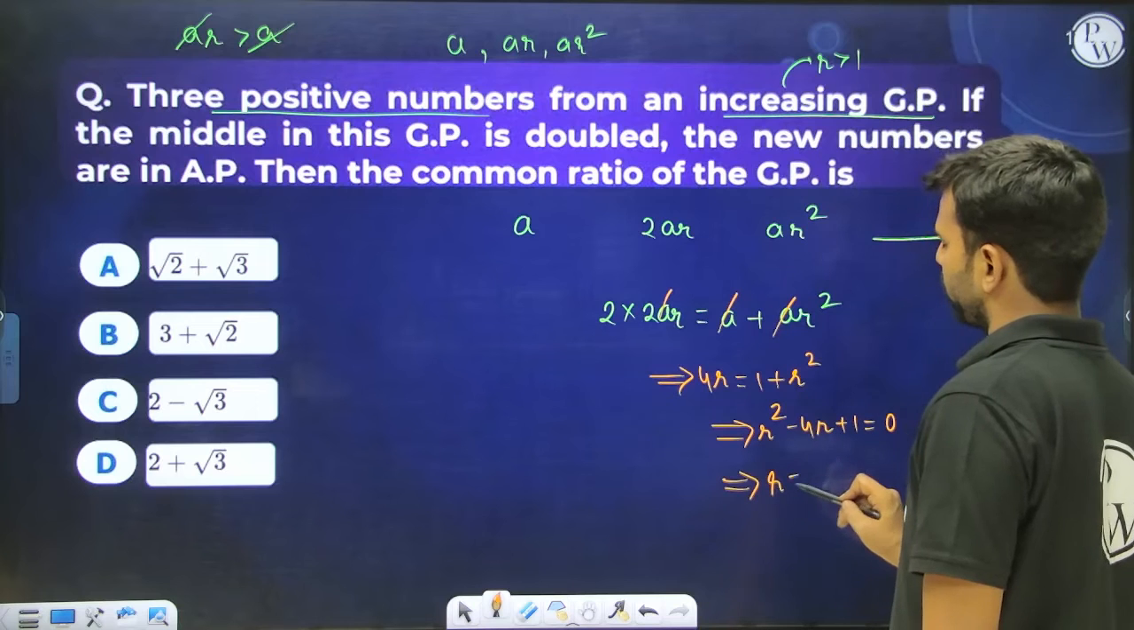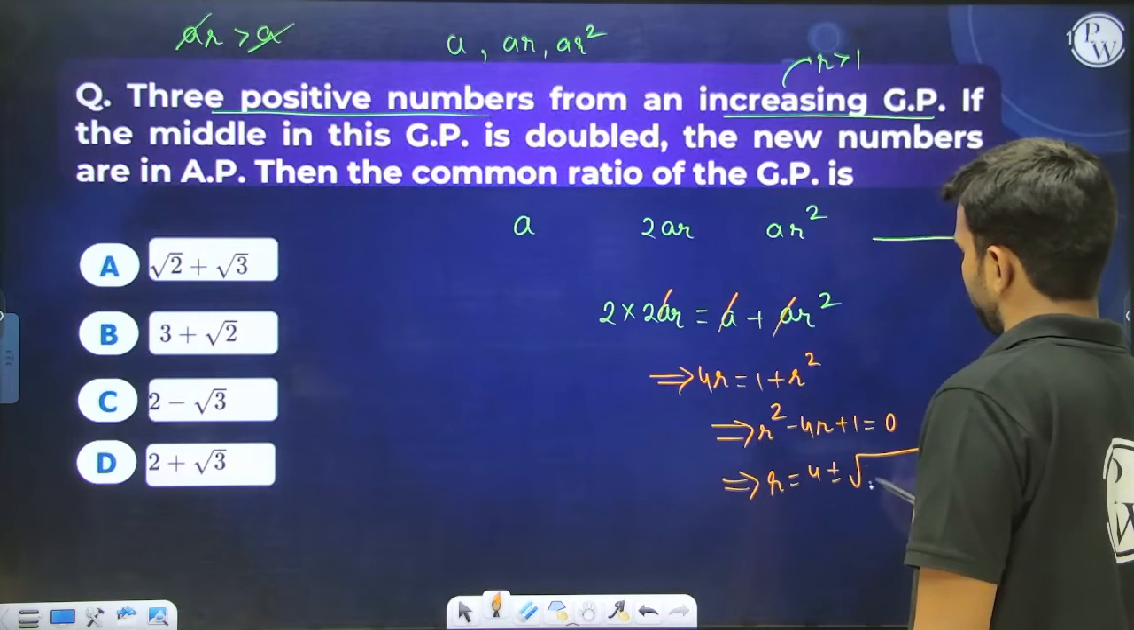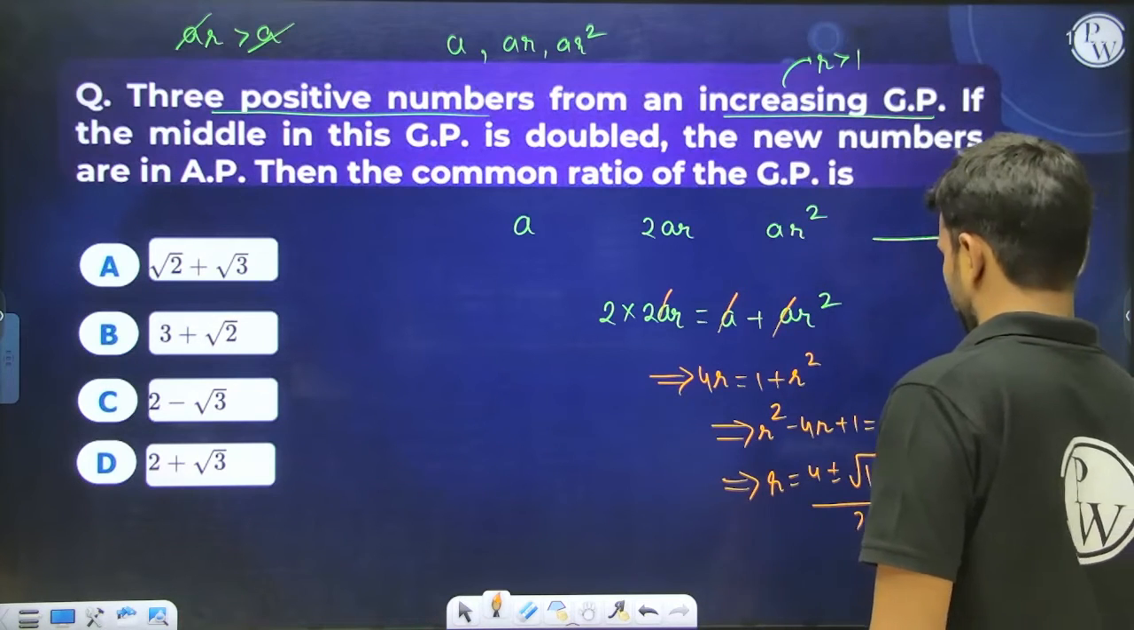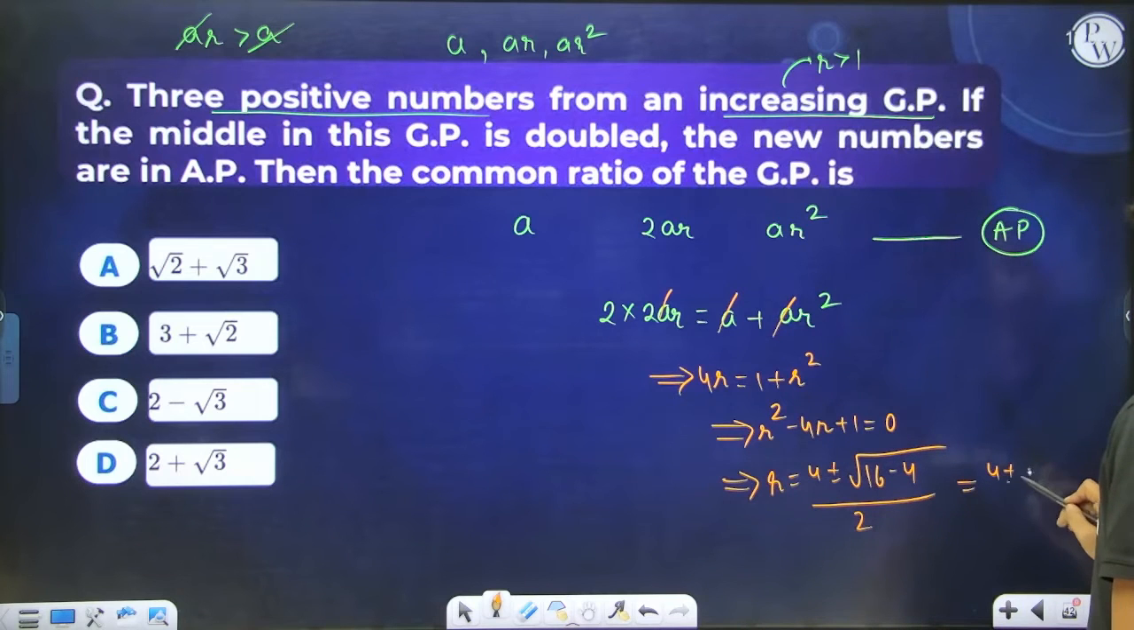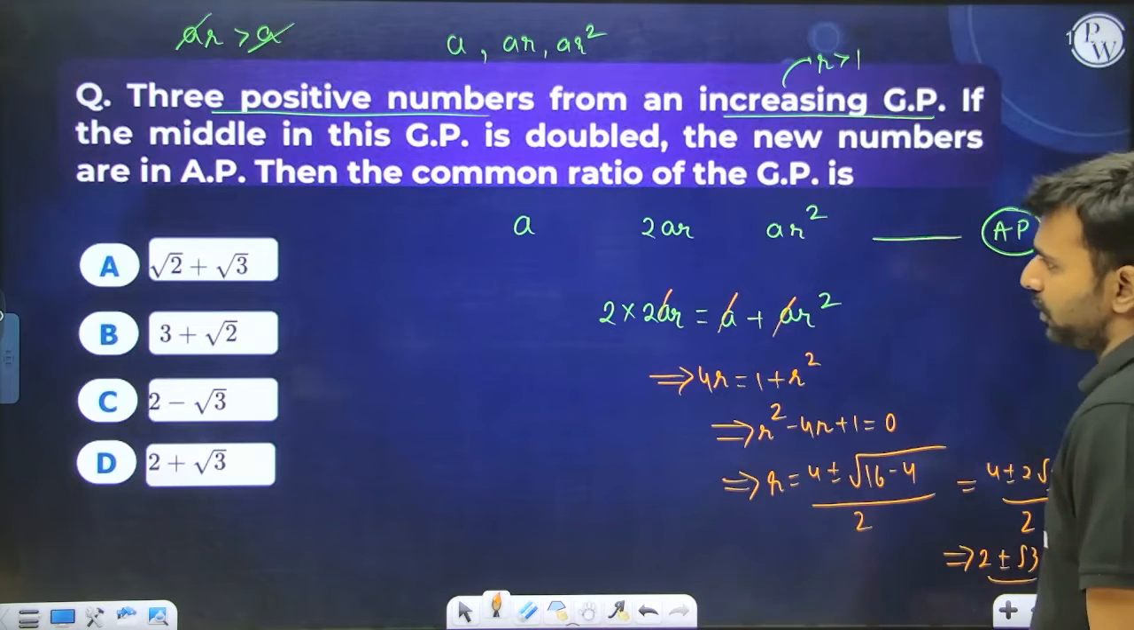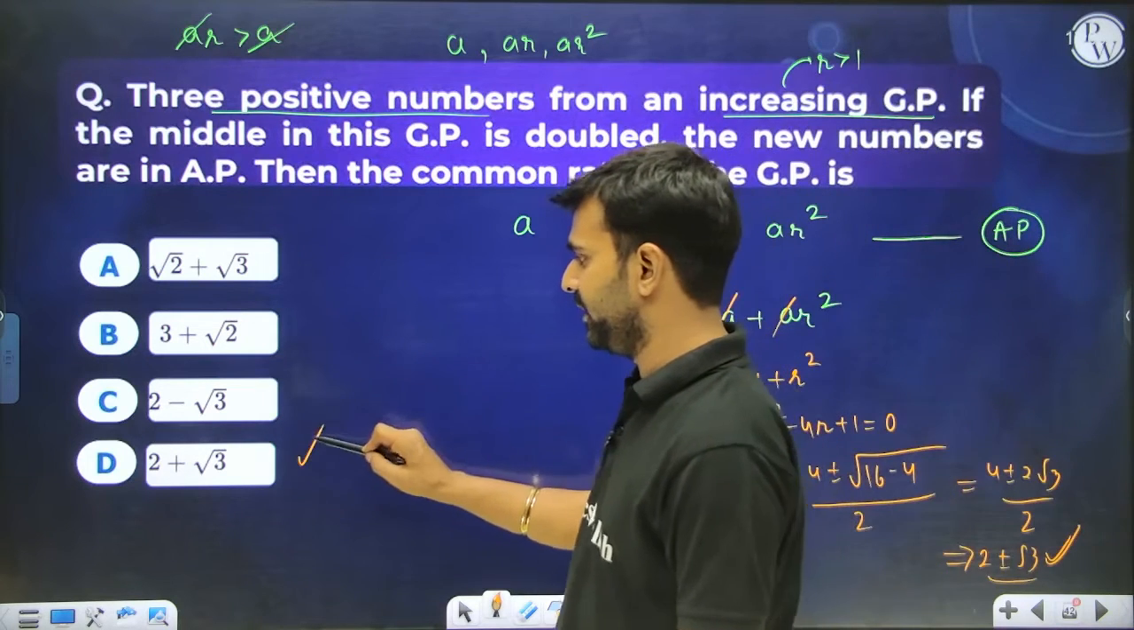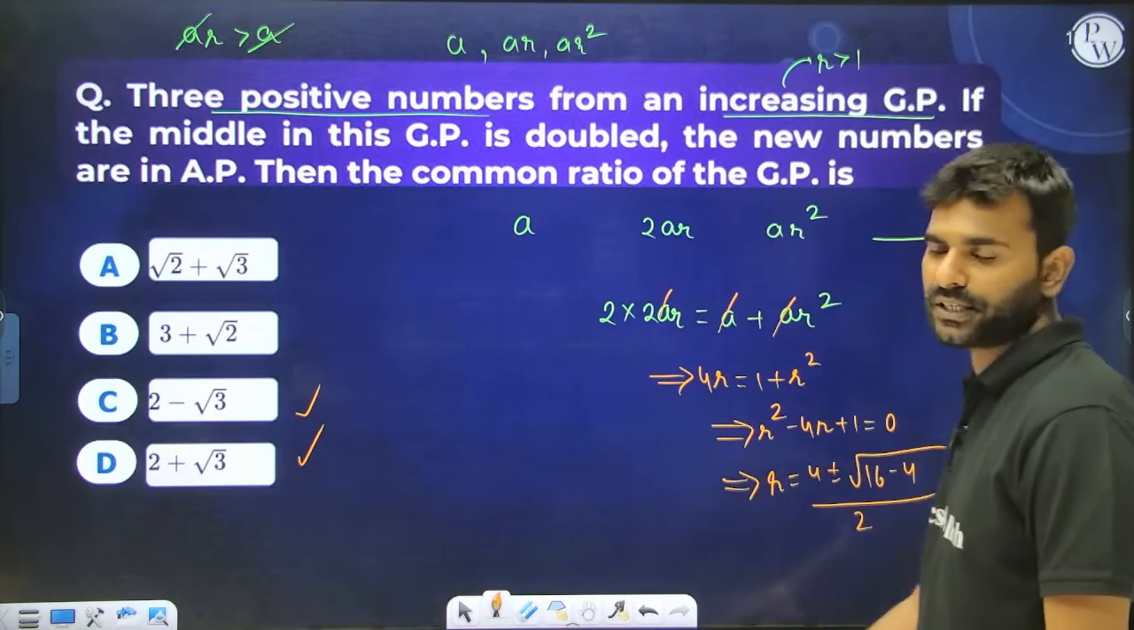Finding the roots of this equation, 4 plus minus under root 16 minus 4 upon 2. So this is going to be 4 plus minus 2 root 3 divided by 2. So this is going to be 2 plus minus root 3. So guys will say that, sir, D is also there, C is also there. Our answers are both C and D.